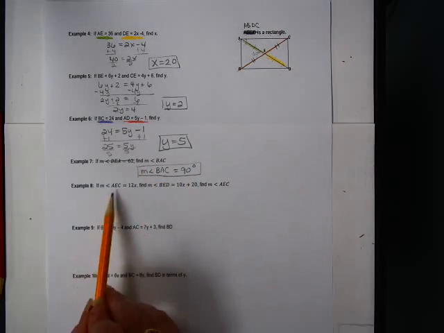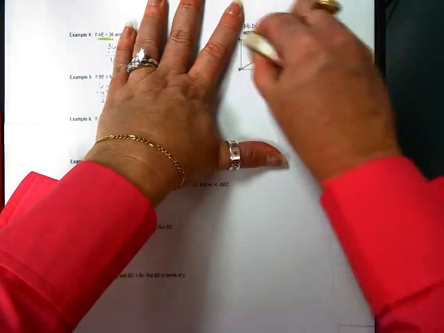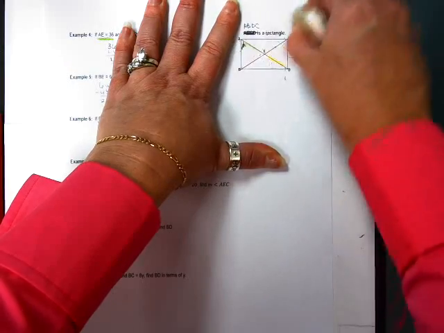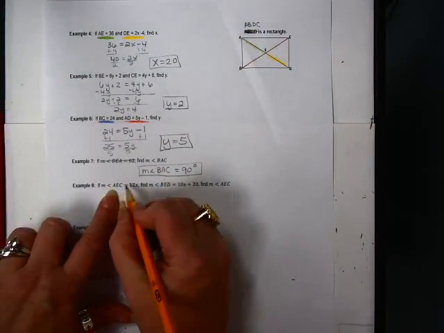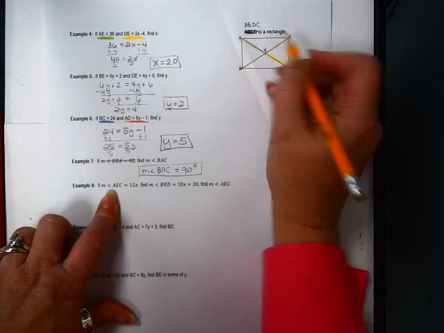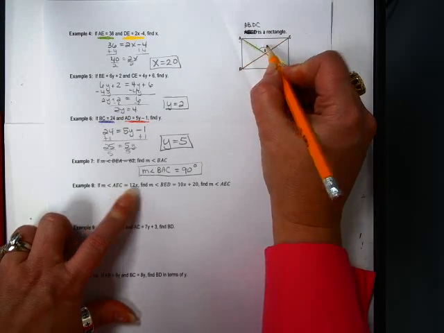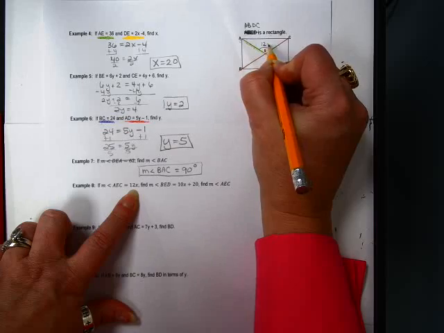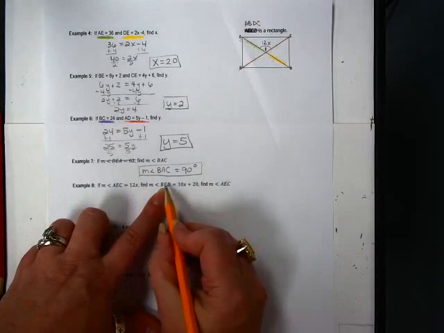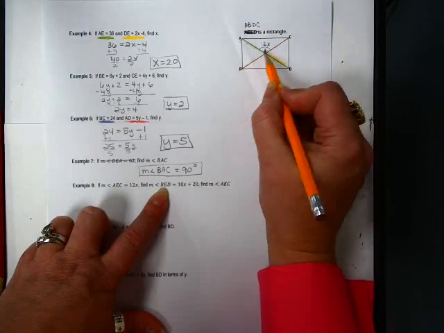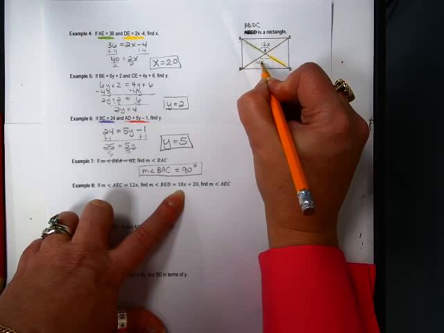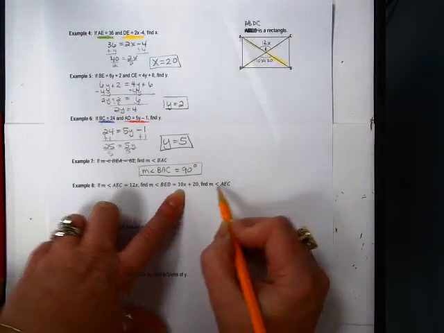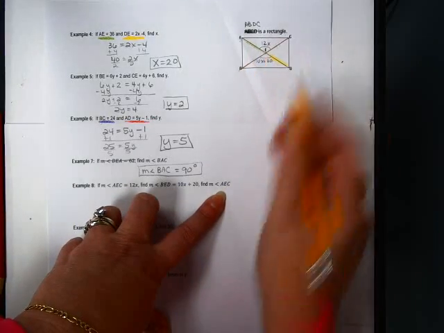Alright, next. I'm going to erase some of my marks up here so we can see what's going on. AEC happens to be this angle right here, and this angle is 12x. BED, this guy over here, happens to be 10x plus 20. And they want me to find AEC.